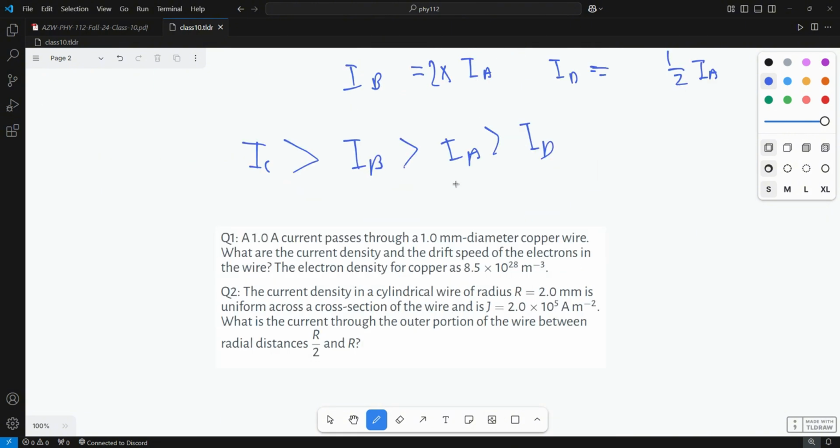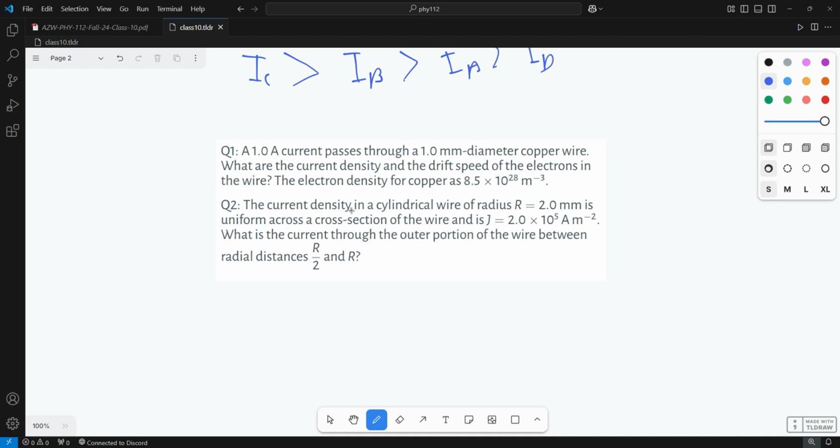Excuse me. Now, if we move on to the next question, it states that a 10 ampere current passes through a 1 millimeter diameter copper wire. What are the current density and drift speed of the electrons in the wire? The electron density for copper is 8.5. Alright, so it asked for the current density, which is J, right?